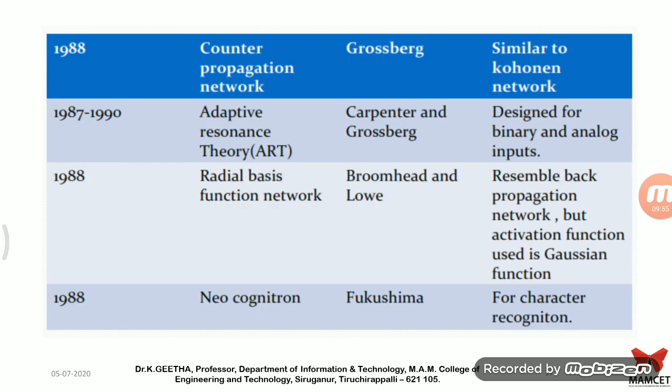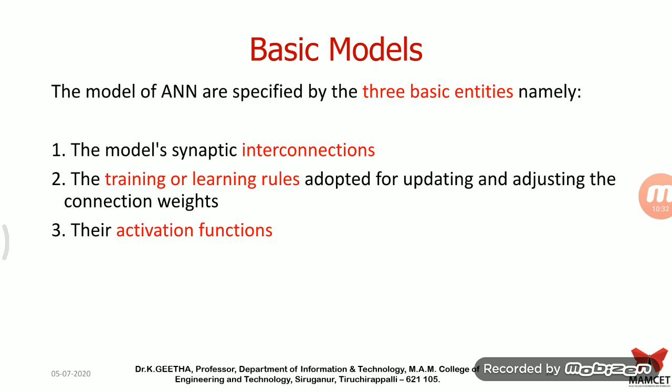In 1988, the counter-propagation network was designed by Grossberg. It is similar to the Kohonen network. From 1987 to 1990, adaptive resonance theory was designed by Carpenter and Grossberg. It was designed for binary and analog inputs. In 1988, the radial basis function network was designed by Broomhead and Lowe. Here the network resembles the backpropagation network, but the activation function used is the Gaussian function. In 1988, the neocognitron was designed by Fukushima for character recognition.